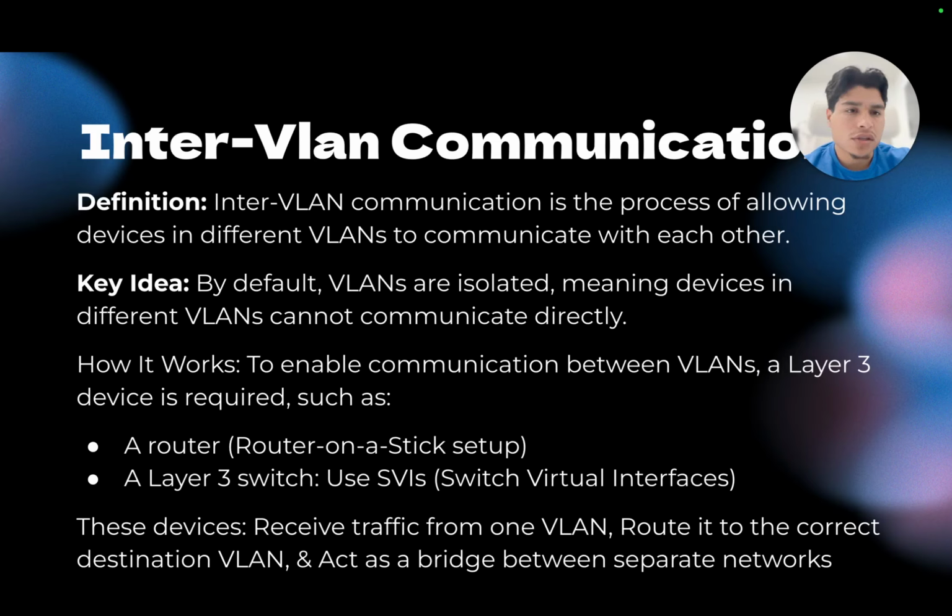And then we talked about this earlier, but inter-VLAN communication. Inter-VLAN communication is the process of allowing devices in different VLANs to communicate with each other. Key idea: by default, VLANs are isolated, meaning devices in different VLANs can't communicate directly, right? They're segmented into their own network, so they're not allowed to talk to each other. Inter-VLAN communication enables communication between VLANs. A layer 3 device is required, such as a router, which you can do as a router on a stick setup, or a layer 3 switch, which will use switch virtual interfaces. These devices can receive traffic from one VLAN and route it to the correct destination VLAN and act as a bridge between separate networks.